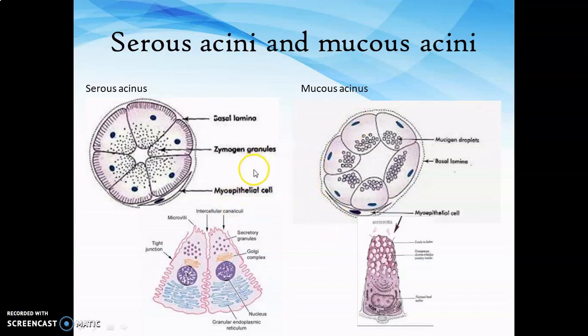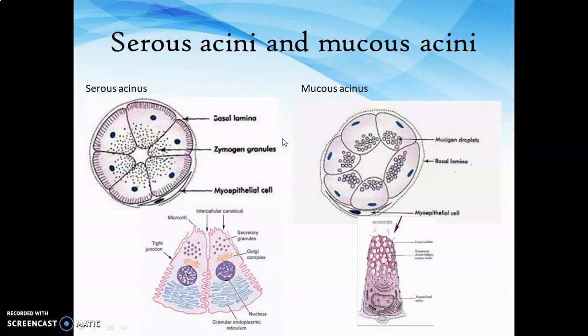So in a purely serous salivary gland, like the major salivary gland parotid and the minor salivary gland von Ebner salivary gland, we will find only serous acini. But in case of a purely mucous salivary gland, there will be only mucous acini present. But in case of a mixed salivary gland, there will be both serous and mucous acini present within the same gland.